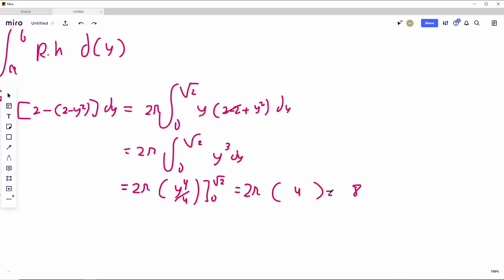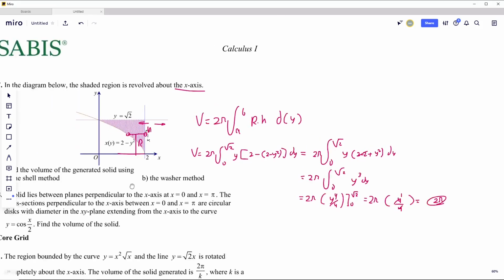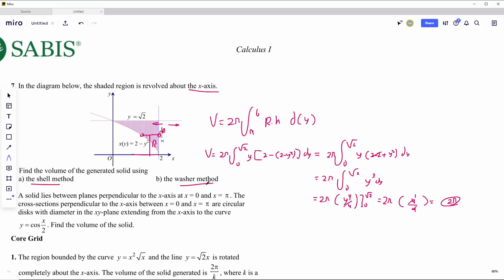Oh, sorry, my bad. I forgot the 4. There's a 4 down here. So this is why you actually get 1, and 1 times 2 pi is 2 pi. This is your answer. These methods are just methods. So you're supposed to get 2 pi here.